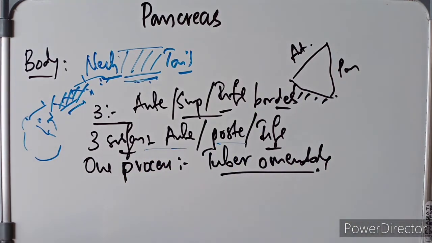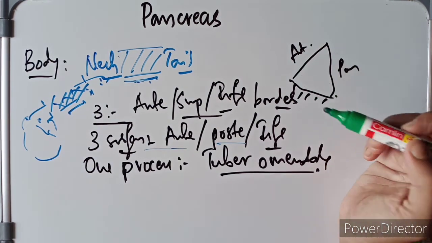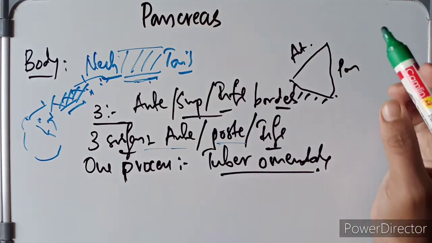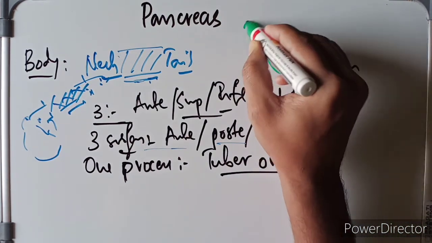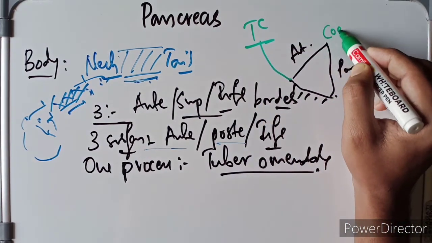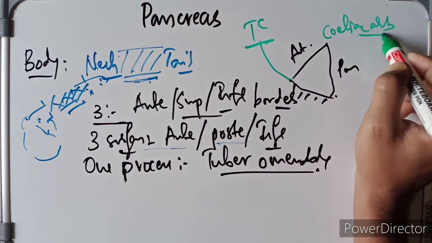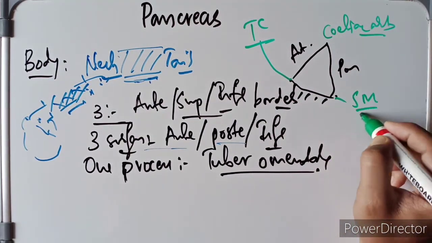So what are the relations of this? The anterior border provides attachment to the root of the transverse mesocolon. The superior border is related to the celiac artery, and then the inferior border is related to the superior mesenteric vessels.